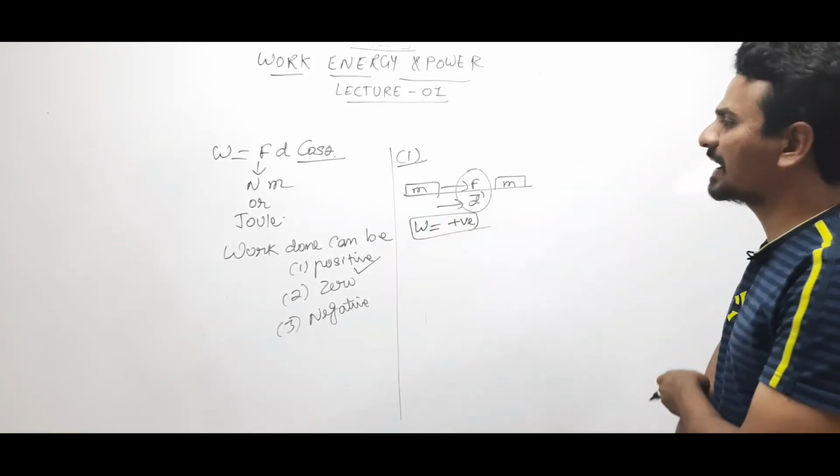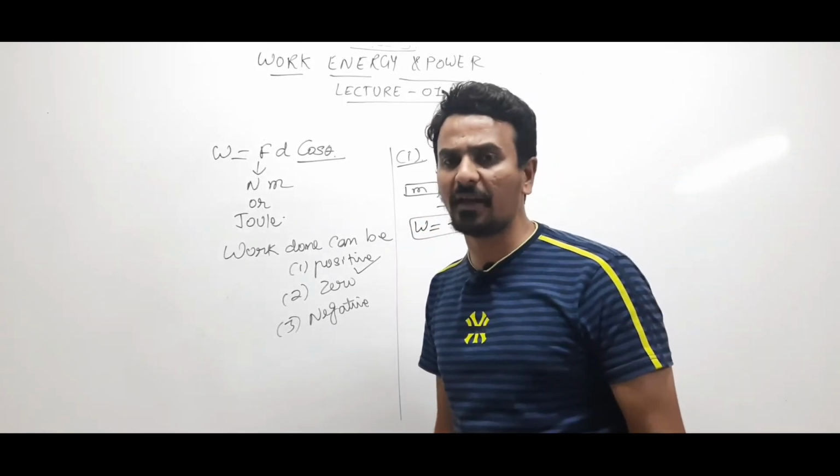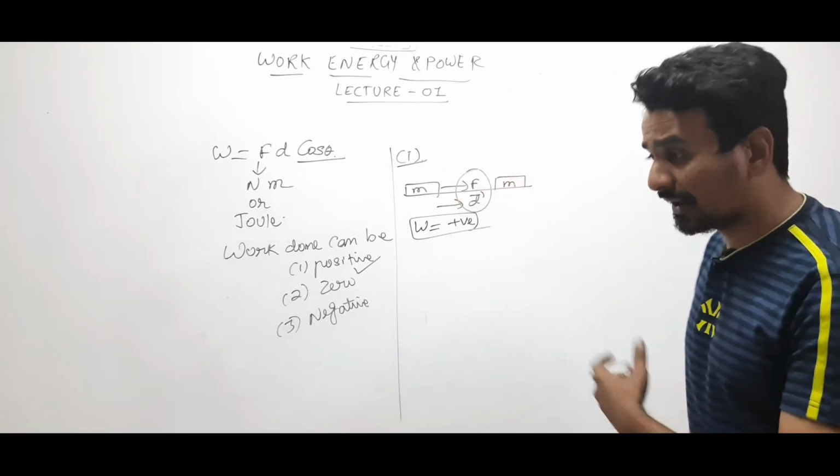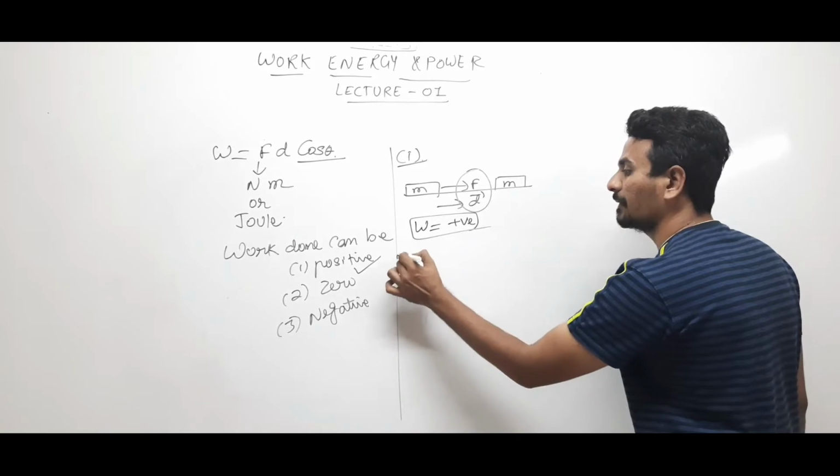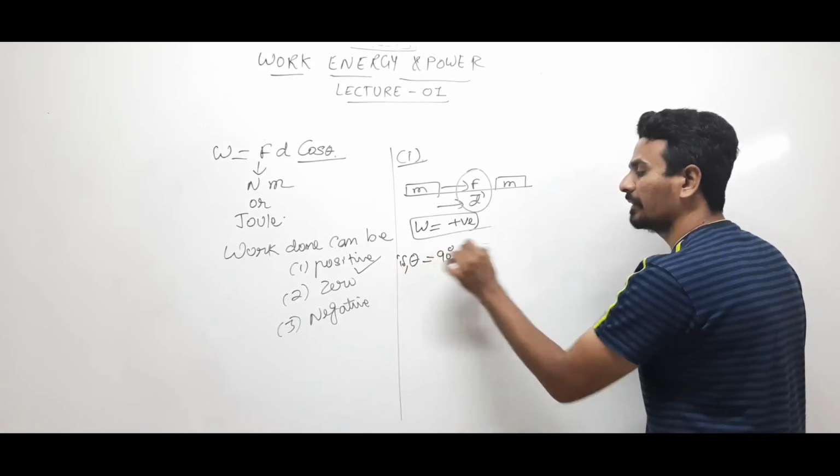Here, if force is applied at an angle of say 30 or 60 degrees, then also work done will be positive. But in some cases, work done can be 0, when theta is 90. Let us take one example.